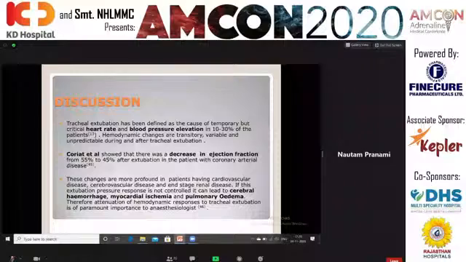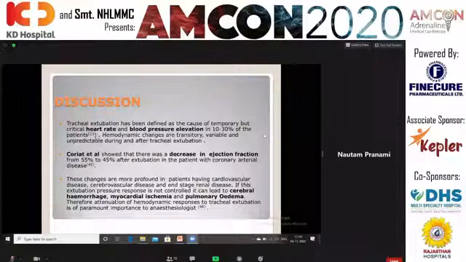These changes are seen more profoundly in cardiovascular disease, cerebrovascular disease, and renal disease. This, if not controlled, can lead to cerebral hemorrhage, myocardial ischemia, and pulmonary edema. So it should be controlled by the anesthesiologist.